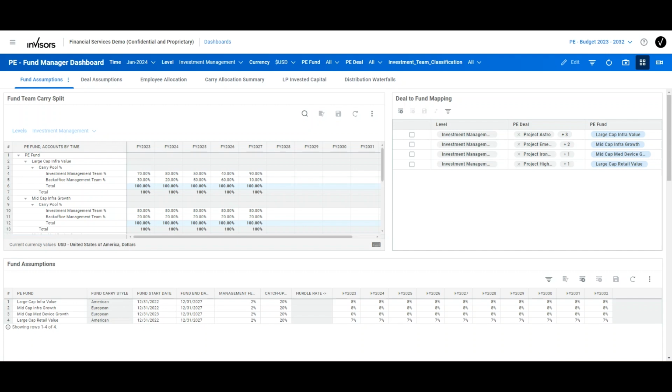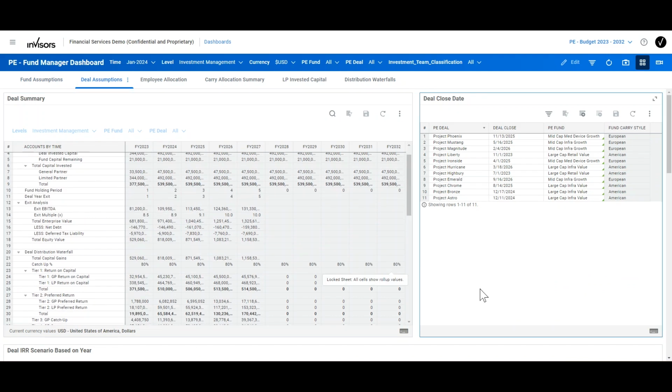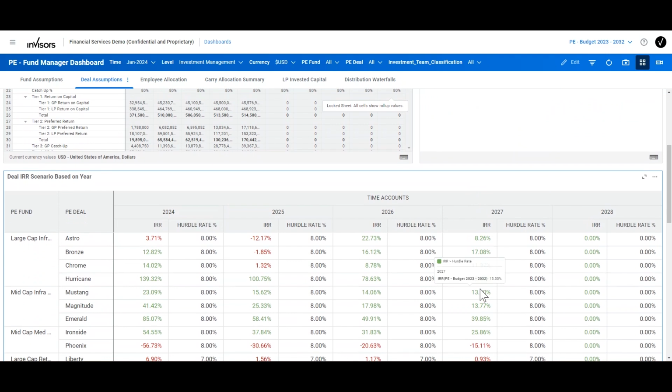Moving on to the next tab, we'll also make assumptions at the deal level, such as EBITDA, exit multiple, and total invested capital to help drive our distribution waterfall calculations as well as our carried interest calculations. We'll also put a deal close date so that we can model realistic scenarios of when we expect that carried interest to be paid out.